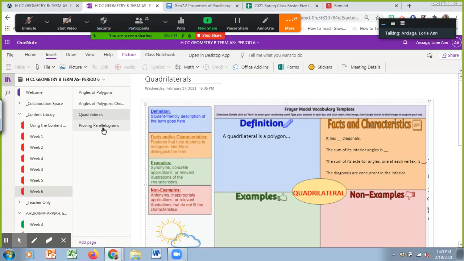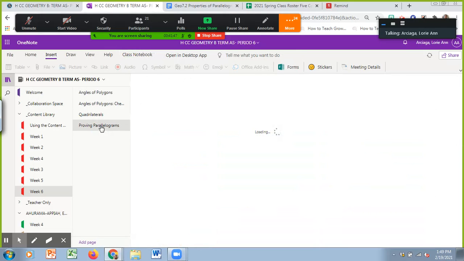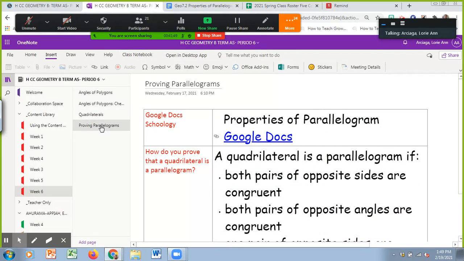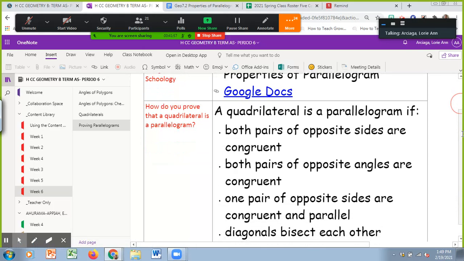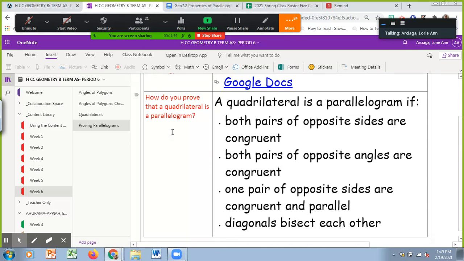Okay. So if you're done with your OneNote, let's go to proving parallelograms. You don't have to do this. It's the same Google Docs that we did. I just wanted them all to be in one place. Now, this is a summary of some of the things that we discovered using GeoGebra today.